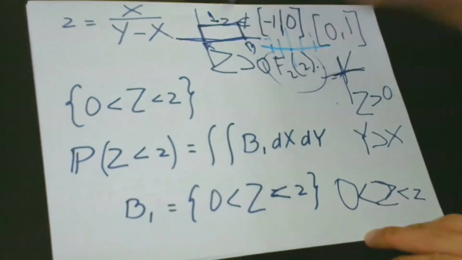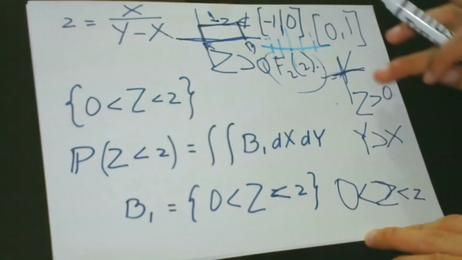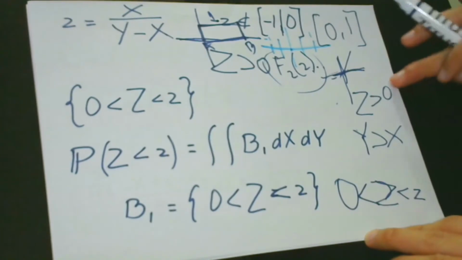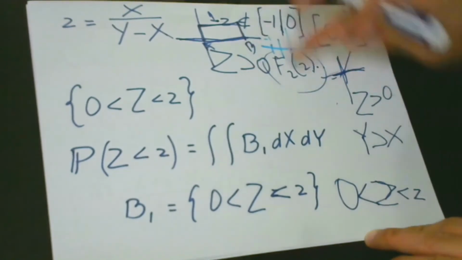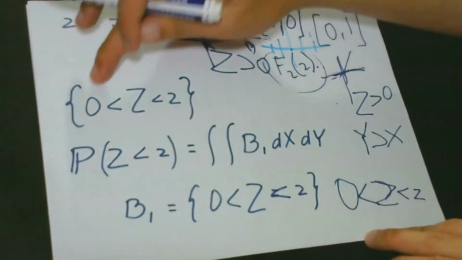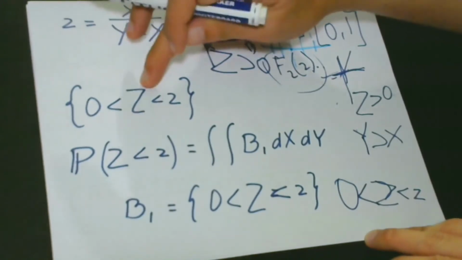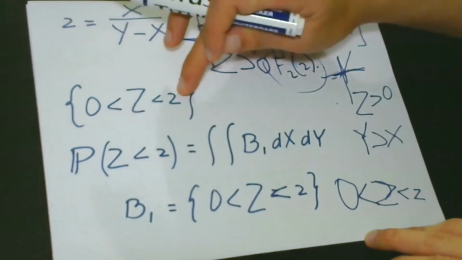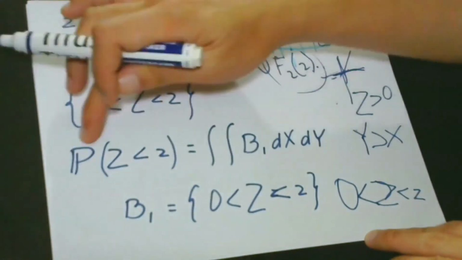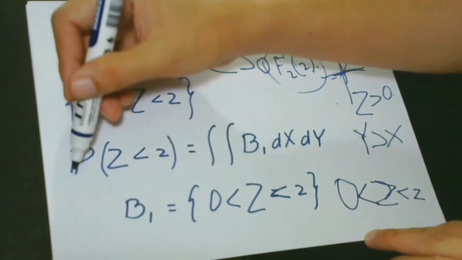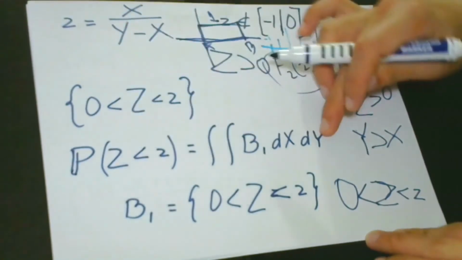In this case, we said that y is greater than x, so z is greater than 0. Expressing this in a mathematical expression, we could say that 0 is less than big Z, such that big Z is less than small z. Using the integral, we could say that the probability measure that big Z is less than small z is like this.